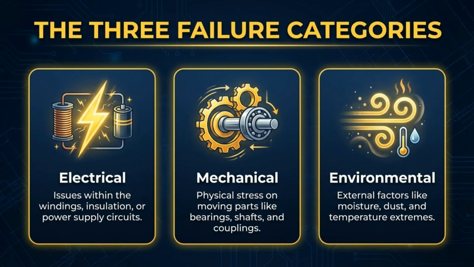Motor failures fall into 3 main categories: electrical, mechanical, and environmental. Understanding these categories is the first step in effective predictive maintenance. Electrical issues relate to the windings, insulation, or power supply. Mechanical issues involve stress on bearings, shafts, and couplings. Environmental factors are external, such as moisture, dust, and temperature extremes, which can degrade the motor over time.